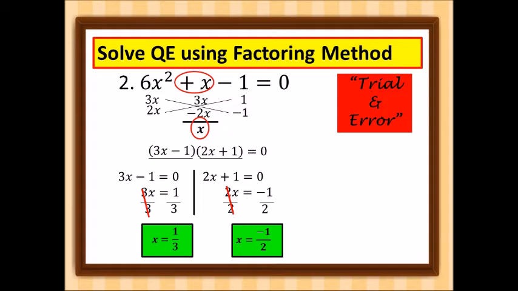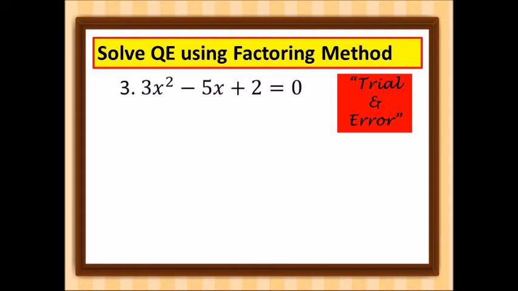Okay, let's proceed to example number 3, still using trial and error. So, 3x squared minus 5x plus 2 is equal to 0. Now, the factors for 3x squared, we have 3x times x. For the positive 2, we have negative 1 and negative 2. 3x times negative 1, we have negative 3x. x times negative 2, we have negative 2x. Negative 3x minus 2x, that would give us negative 5x. Always check the middle term if they are correct.